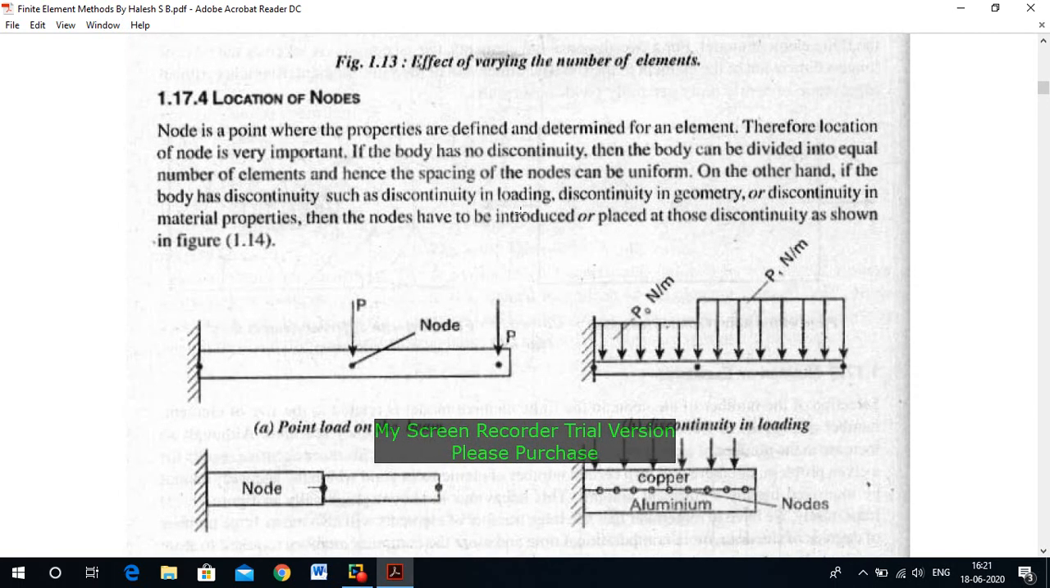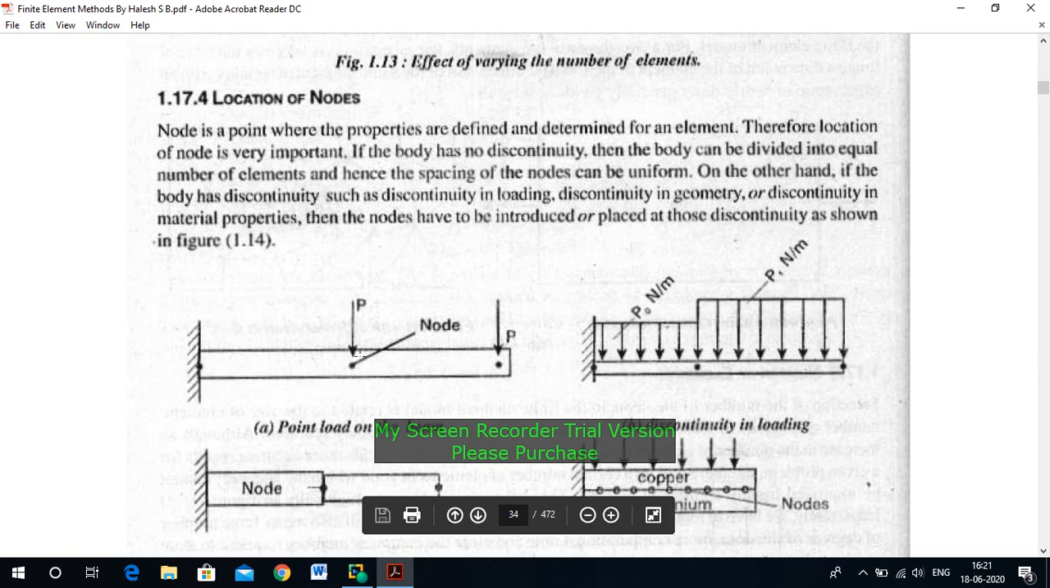And the next one is location of nodes. How exactly are we going to locate the nodes in the finite element method? A node is a point where the properties are determined for an element. Therefore, the location of a node is very important. If the body has no discontinuity, then the body can be divided into equal elements, and hence the spacing of the nodes can be uniform. Look at here, a point load on the beam. If you consider a beam with a point load acting at the end of the beam, wherever the load is acting, there will be a node. You can consider it as one node.